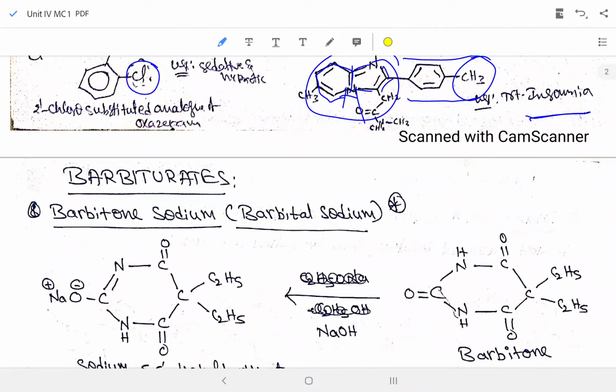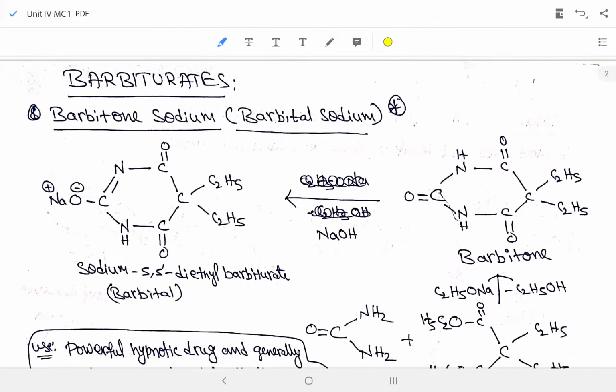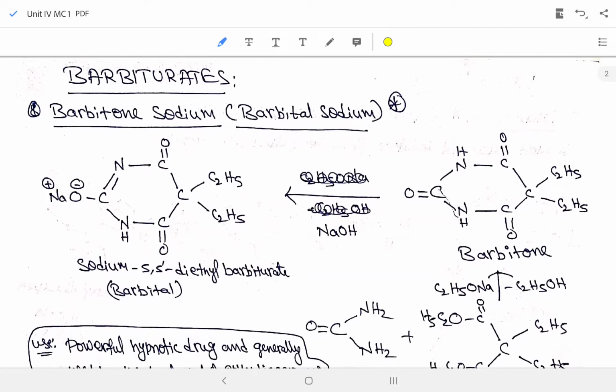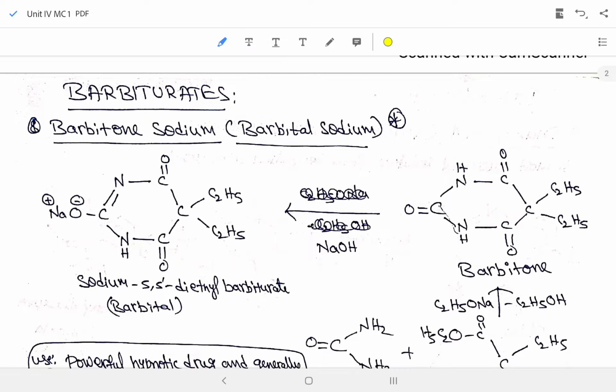Now let us see the second class of drugs, the barbiturates. You need to remember the structure of barbiturates. In class I have told you that the structure of barbiturates is very simple, and if you remember it, you can remember other structures easily. The difference is only in the substituents placed at different positions.